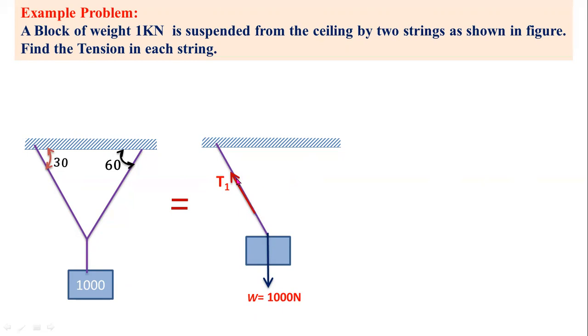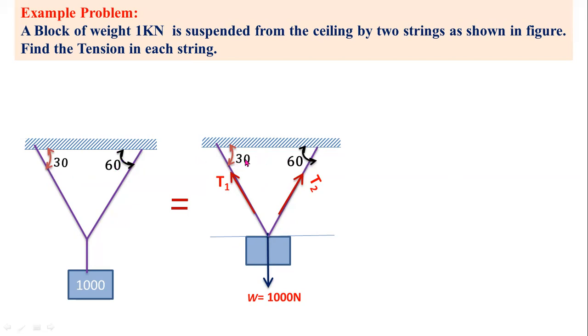Okay, it makes an angle 30 degrees with respect to the horizontal ceiling, and here T2 is the tension in the other string. The angles are the same. These are the two angles already given in the figure, so 30 degrees and 60 degrees. You have to consider them as they are.